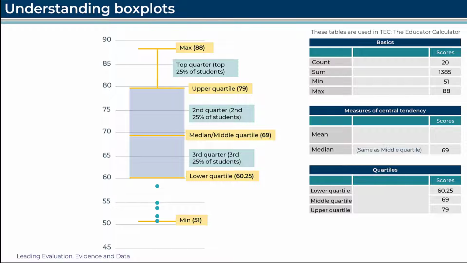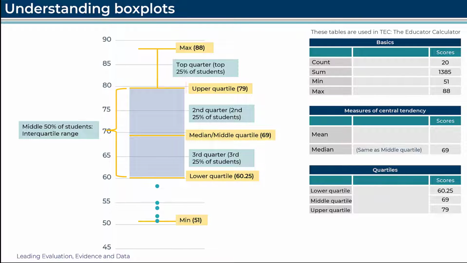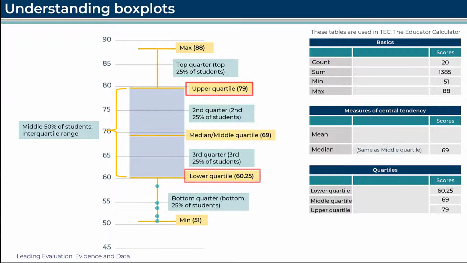The third 25% of students span from the median down to the lower quartile, and the middle 2 quarters that make up the box in a boxplot are called the interquartile range and represent the middle 50% of students. In this example, it spans from the upper quartile at 79 to the lower quartile, 60.25, a range of 18.75. The fourth quarter, the lower 25% of student scores, range from the lower quartile to the minimum score.